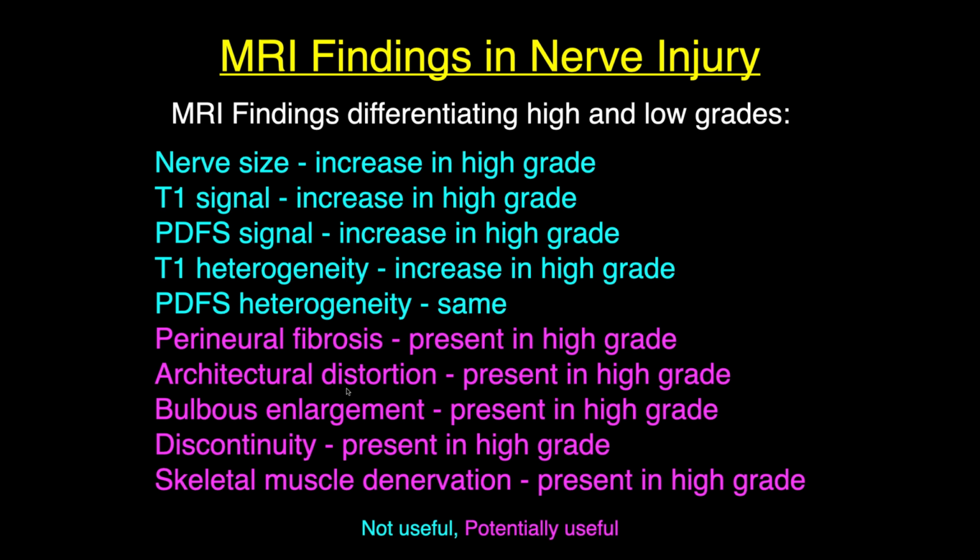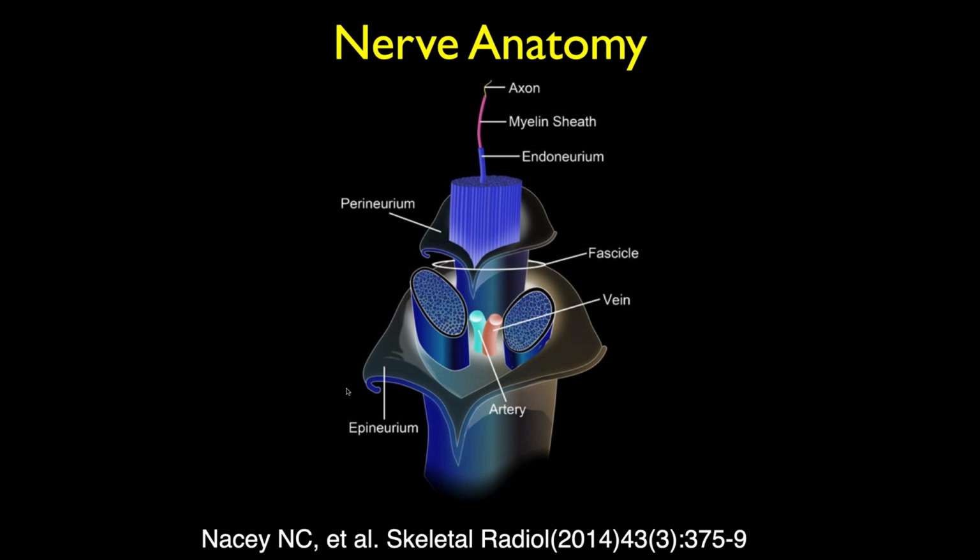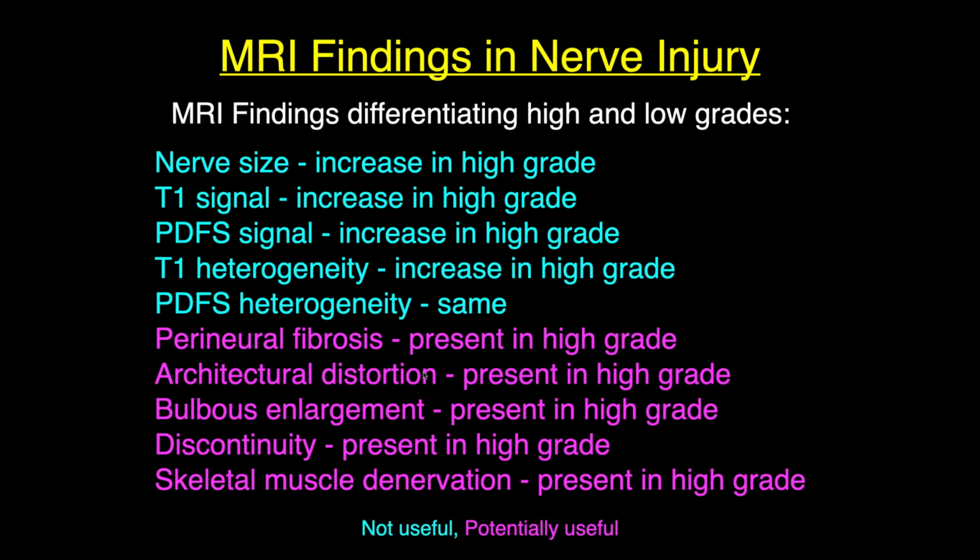So with high resolution imaging, you can see a normal distribution of signal within a nerve with the different fascicles. And when the pattern of the signal intensity within the nerve gets distorted, you can't see the individual fascicles very well, or actually groups of fascicles very well. That can be a good finding.